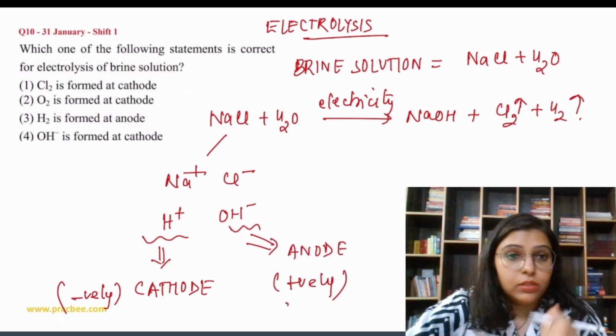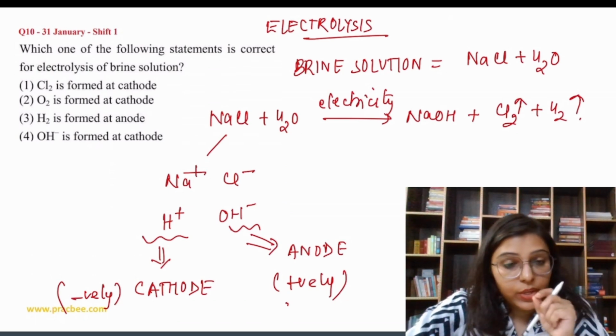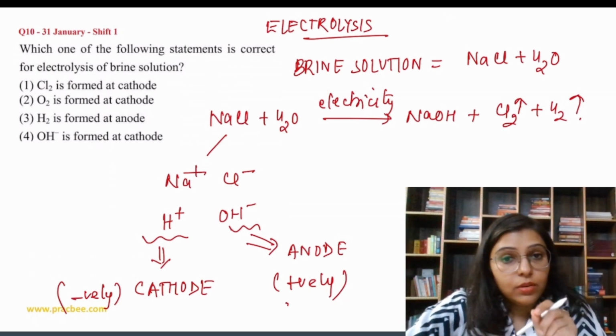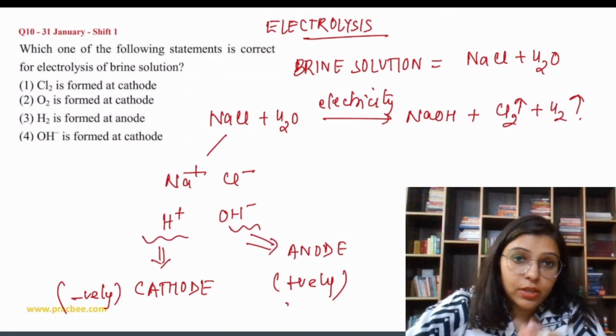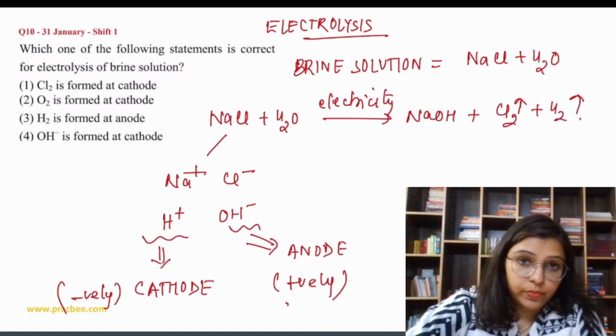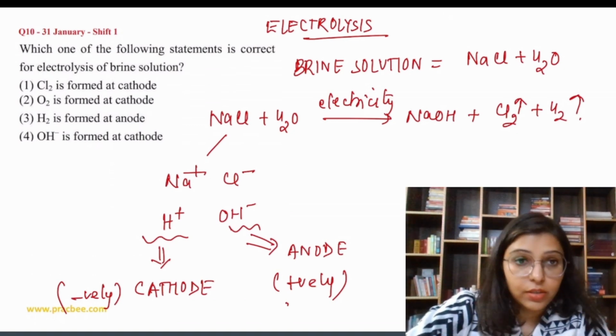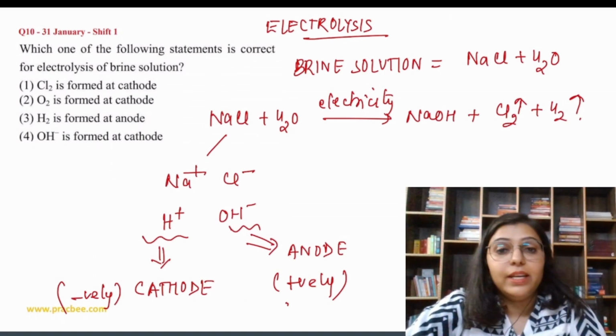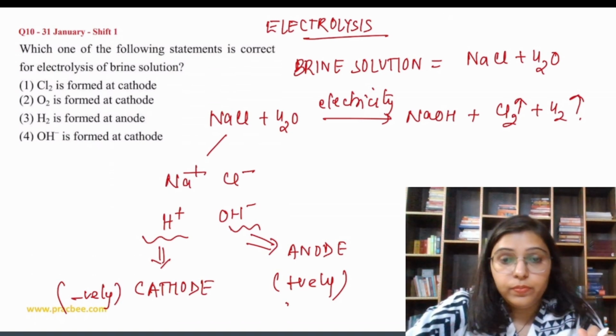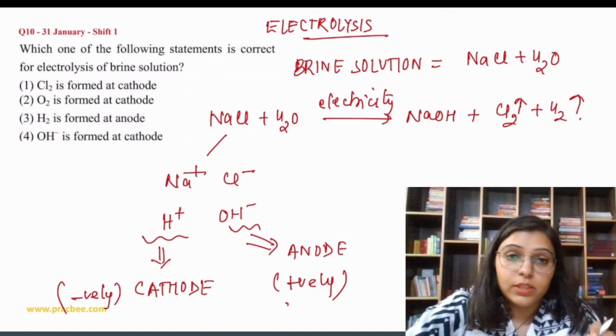Now here a competition is going to happen. The one which has more standard reduction potential is going to get reduced at the cathode, and the one which has more standard oxidation potential is going to get oxidized at the anode. So what happens over here?